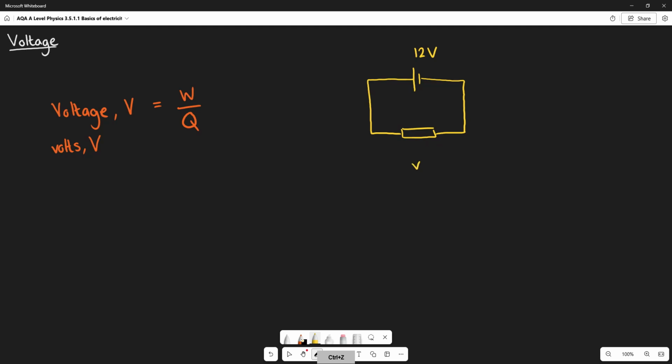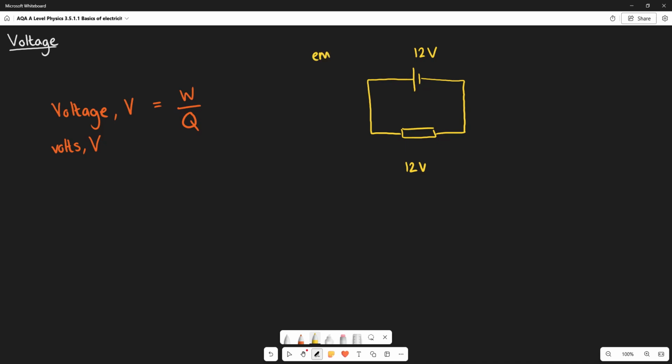We can measure voltage using a voltmeter. That's why we say we measure the voltage across, because the leads must be connected either side. But you will notice that the voltage of the power supply is equal to the voltage across the load. And this is because of the two types of voltage.